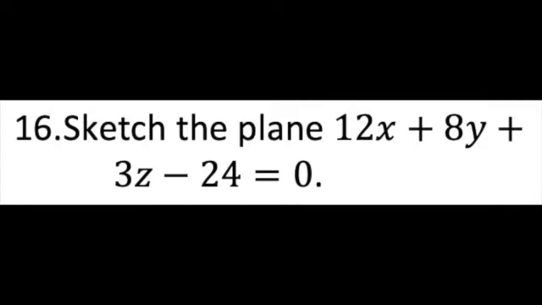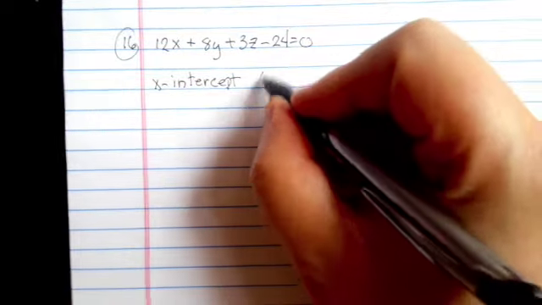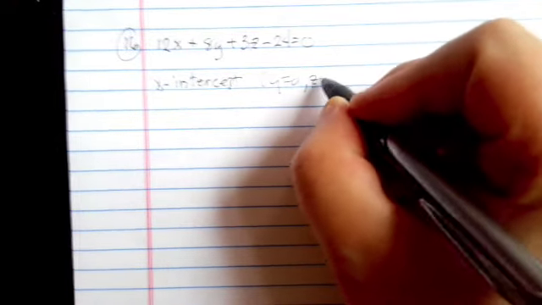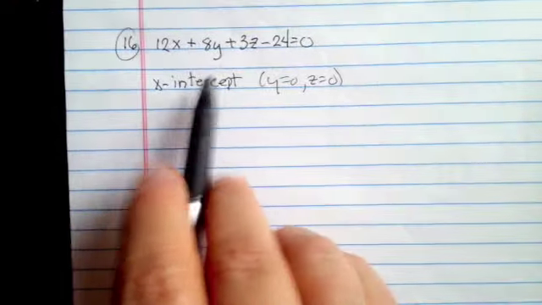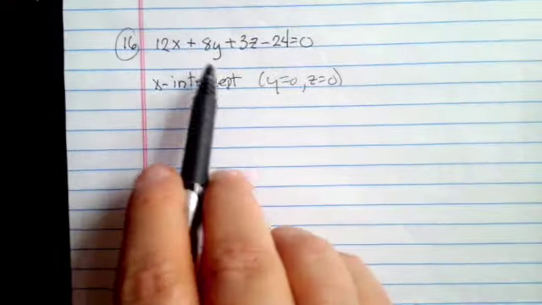x-axis? What is the x-intercept? Well, that's where y is equal to 0 and z is equal to 0. So the other two variables are equal to 0. So if y and z are both 0, then you're going to get 12x minus 24 equals 0, or I think that gives us x equals 2.